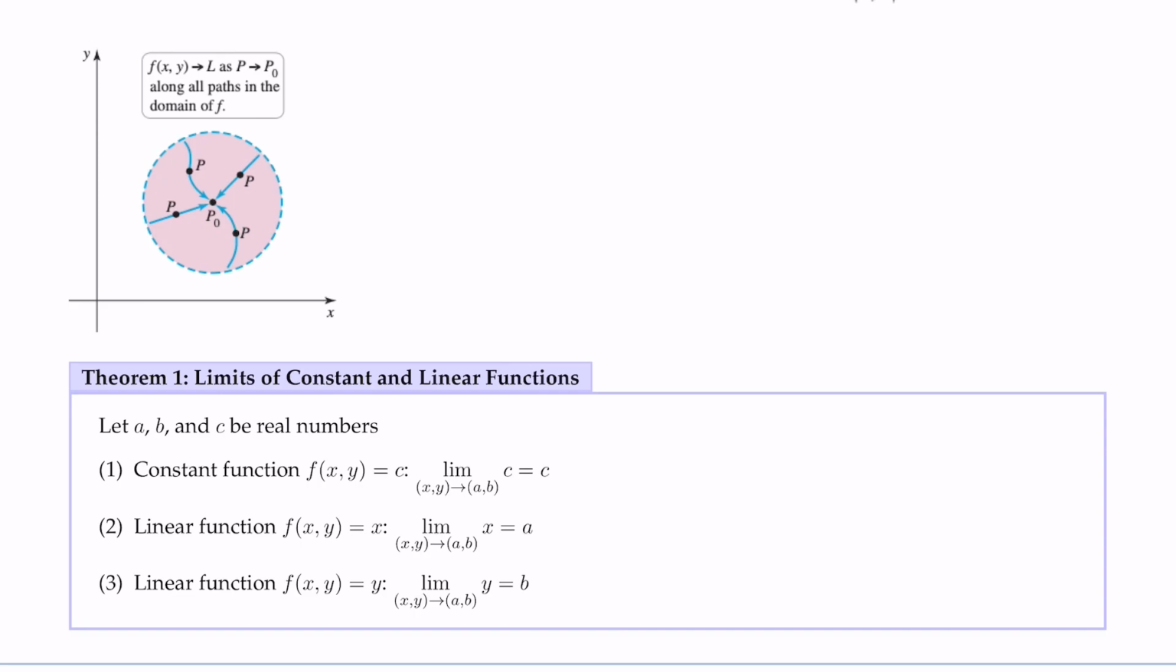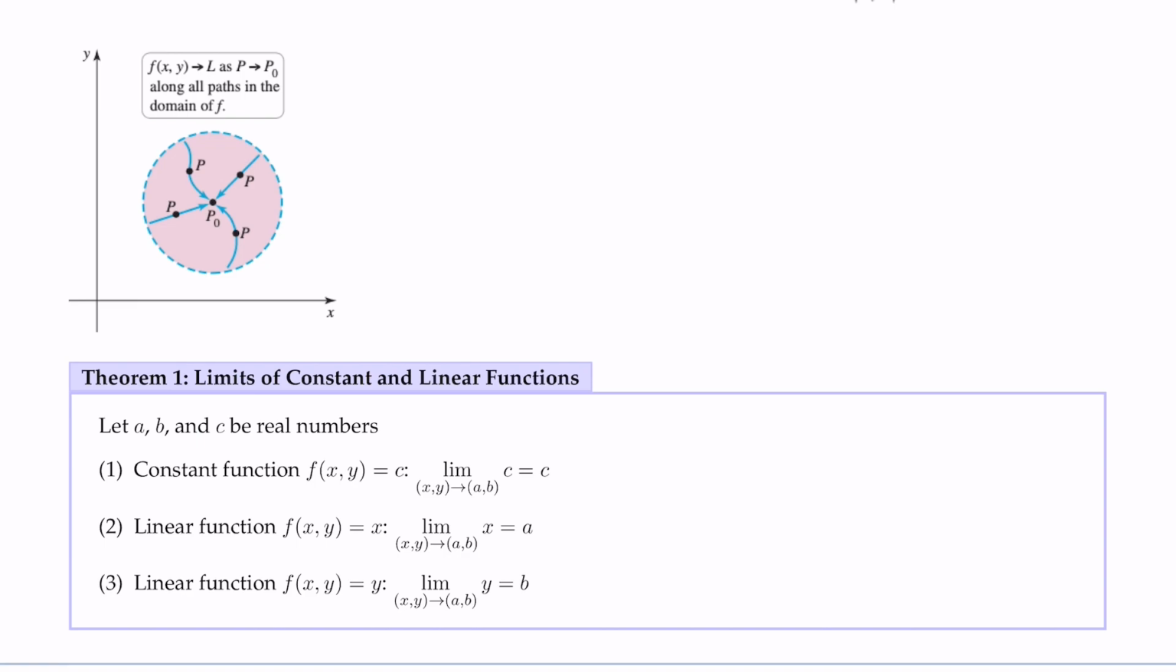In the next topic, I'm going to show you how to calculate the limits of functions of two variables. The first thing I want to show you is limits of constant and linear functions. Let a, b, and c be real numbers. For a constant function of the form f(x, y) = c, the limit of the constant function as (x, y) approaches the point (a, b) is going to be equal to the constant itself.